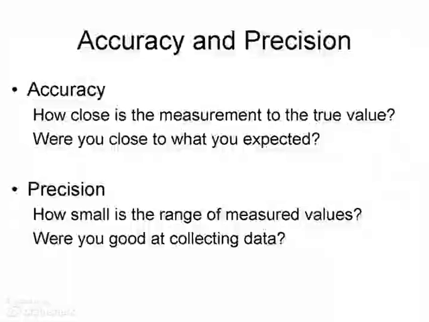In this lab, we are emphasizing accuracy and precision. Accuracy is how close a measurement is to a true value, and it answers the question, were you close to what you expected to see? Precision is how small the range of measured values is, aka how good you were at collecting the data you wanted to collect.